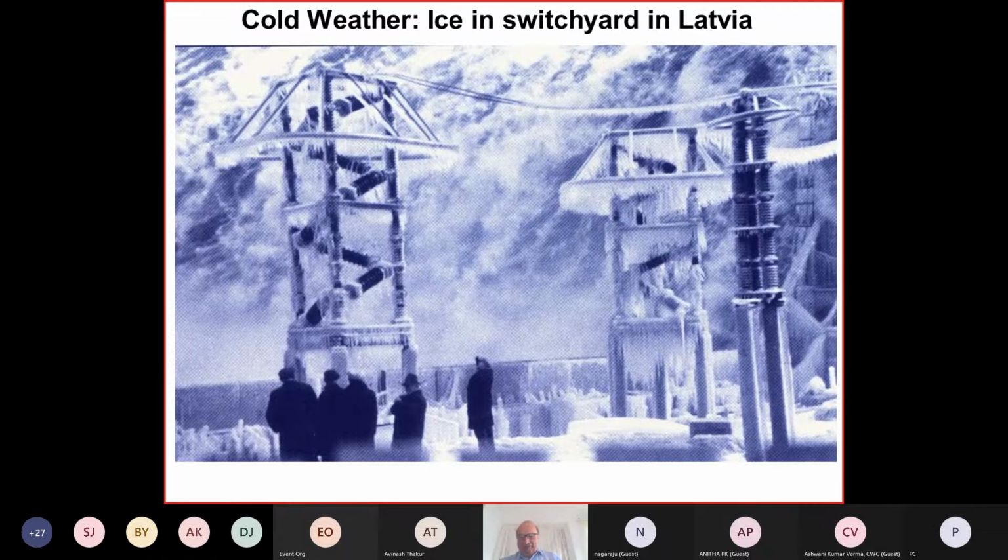Only in the Himalayas. But here is in Latvia, the project I've shown this morning. During this time of the year, I was there also, we had minus 20, 21 degrees, but this is an old photo which just shows the formation of the ice at some electrical substation near the dam site.